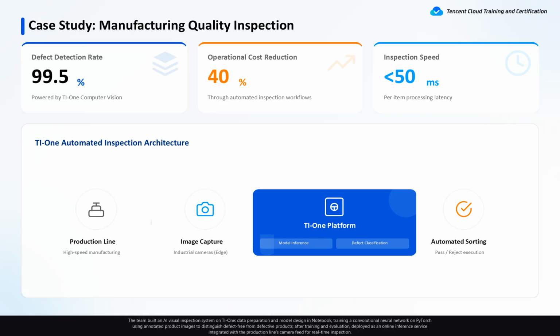After training and evaluation, it was deployed as an online inference service integrated with the production line's camera feed for real-time inspection. Results showed a 5x improvement in inspection speed alongside 99.5% accuracy, substantially outperforming stable manual inspection rates. The AI quality inspection system continuously improves through ongoing data accumulation, creating a positive data flywheel effect.